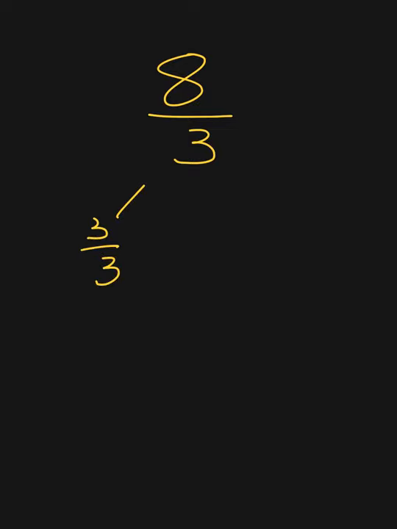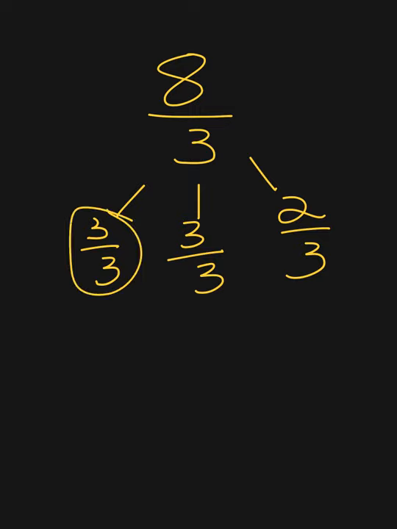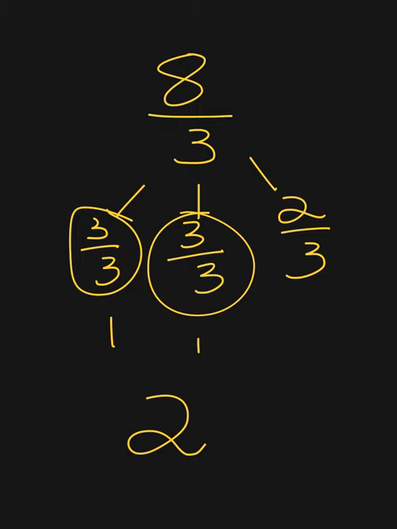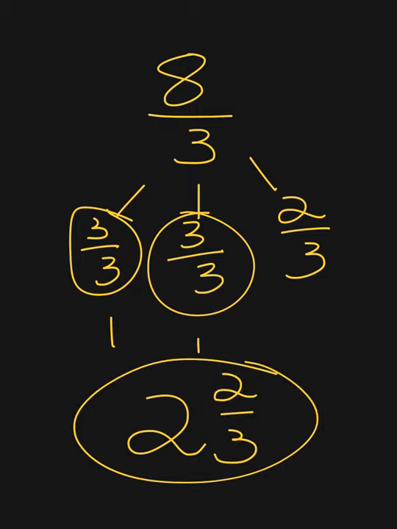3/3 are in 8/3. I know there's 1. This would be 6/3. 7, 8, that's only 2 more thirds, so I would pull out a 2/3. And this is what 8/3 is made of. It's made of 2 3/3 and 1 2/3. Each of these 3/3 really means 1. 1, 1. If I think of 1 plus 1, I'm going to get 2, with 2/3 left over. This is how I change a fraction to a mixed number.